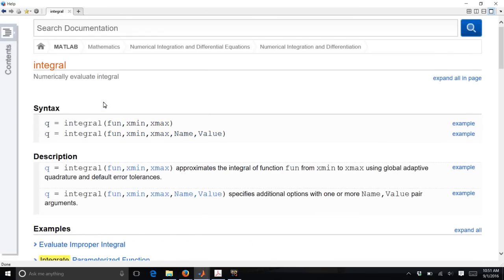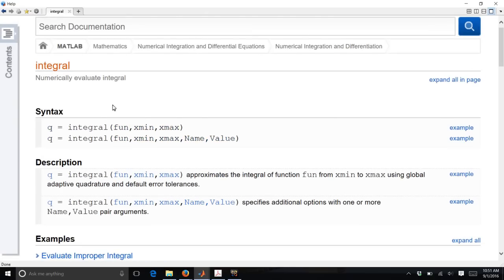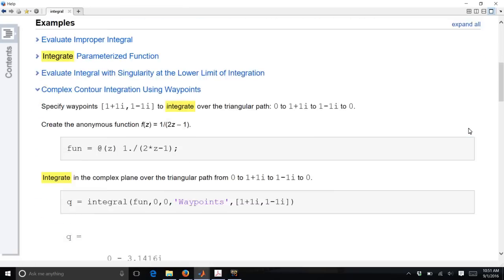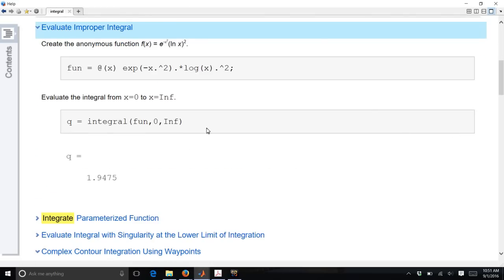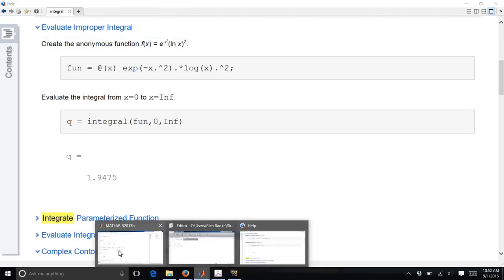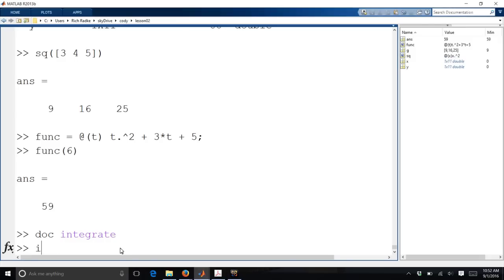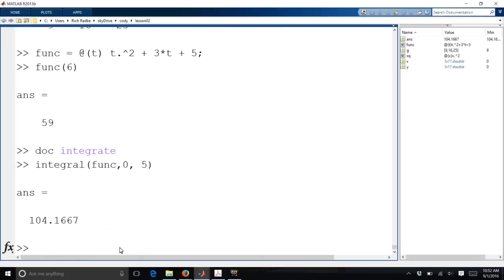So if I want to integrate that function, this tells me how I could use it. Here's something very similar. I defined a function in MATLAB, and then I could say, okay, integrate this function from 0 to 5. And it gives me a number, right? So again, you don't have to have Maple or some sort of symbolic toolbox to do this. It's nicely built into MATLAB, and I found that pretty handy.